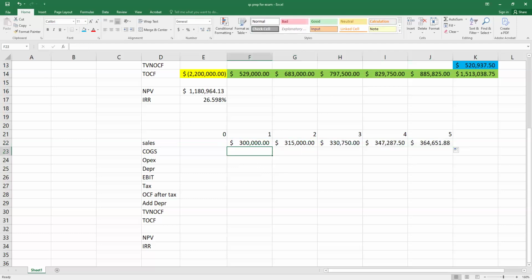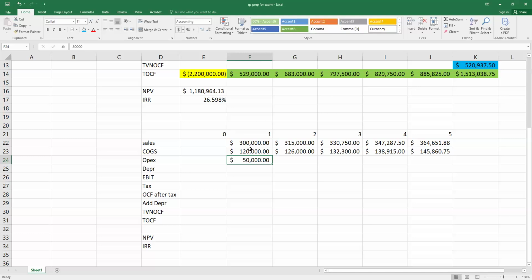And cost of goods sold has been said to be 40% of revenue. That's what we have. Operational expenses, 50,000 per year. So 50,000, and each year it's going to be increasing by 3%.